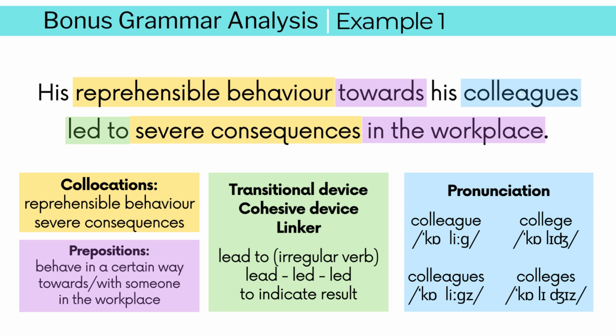So, my co-workers are my colleagues. 2 syllables, colleagues. But when we talk about different universities, colleges, colleges, 3 syllables. So keep practicing this. I guarantee you've made a mistake at some point in your life, so don't make it again. Colleagues. I work with colleagues, not college or colleges.